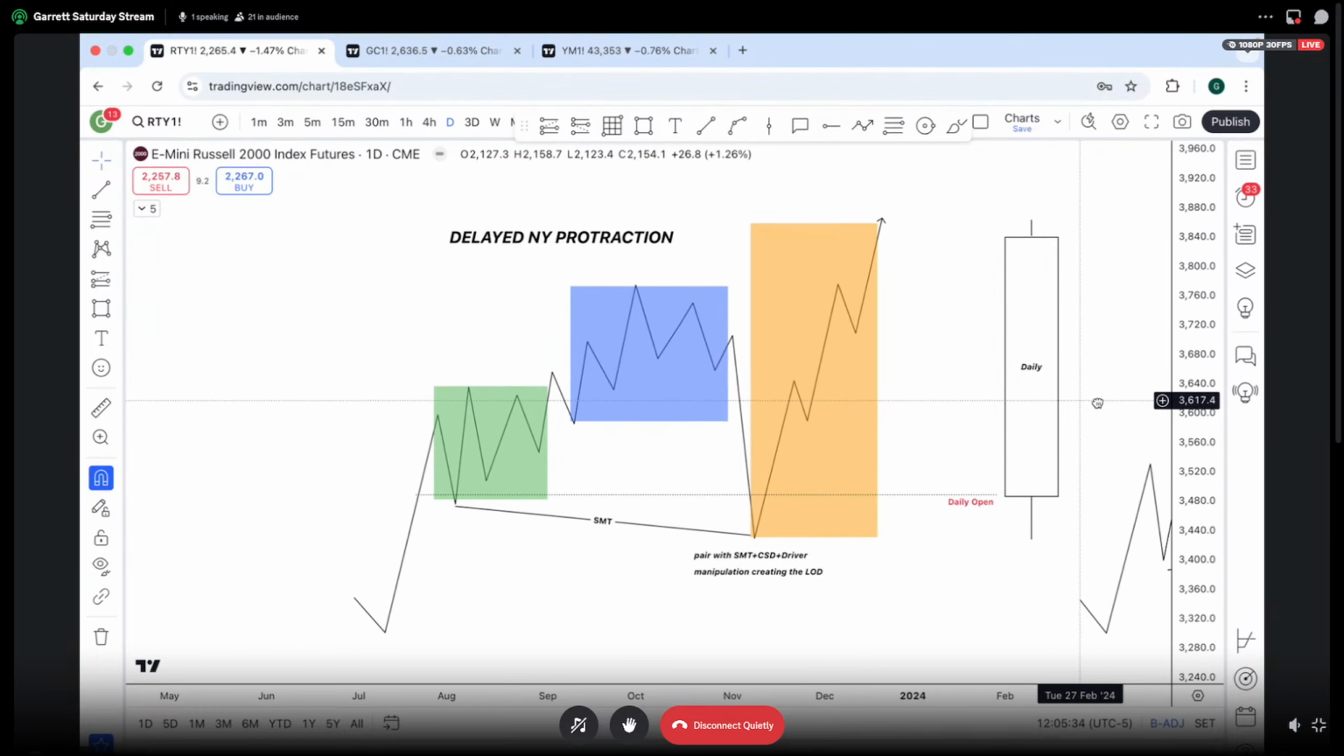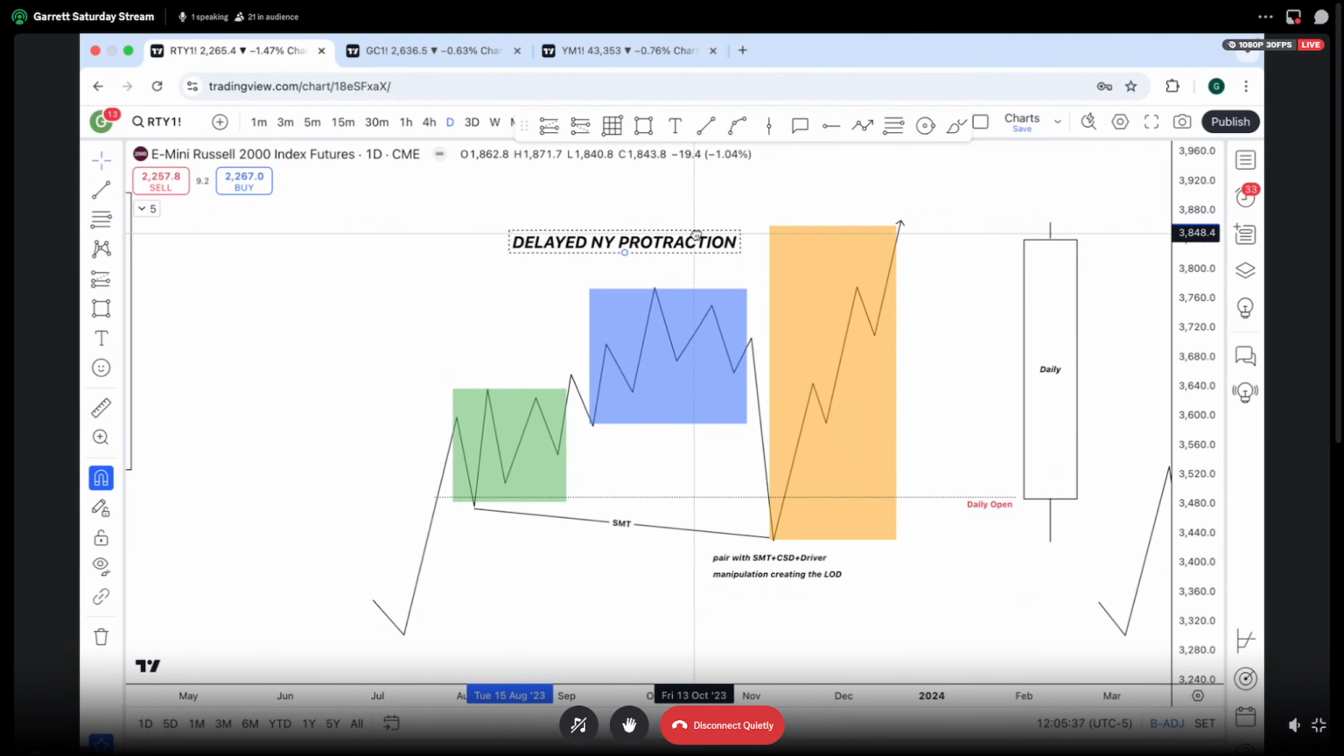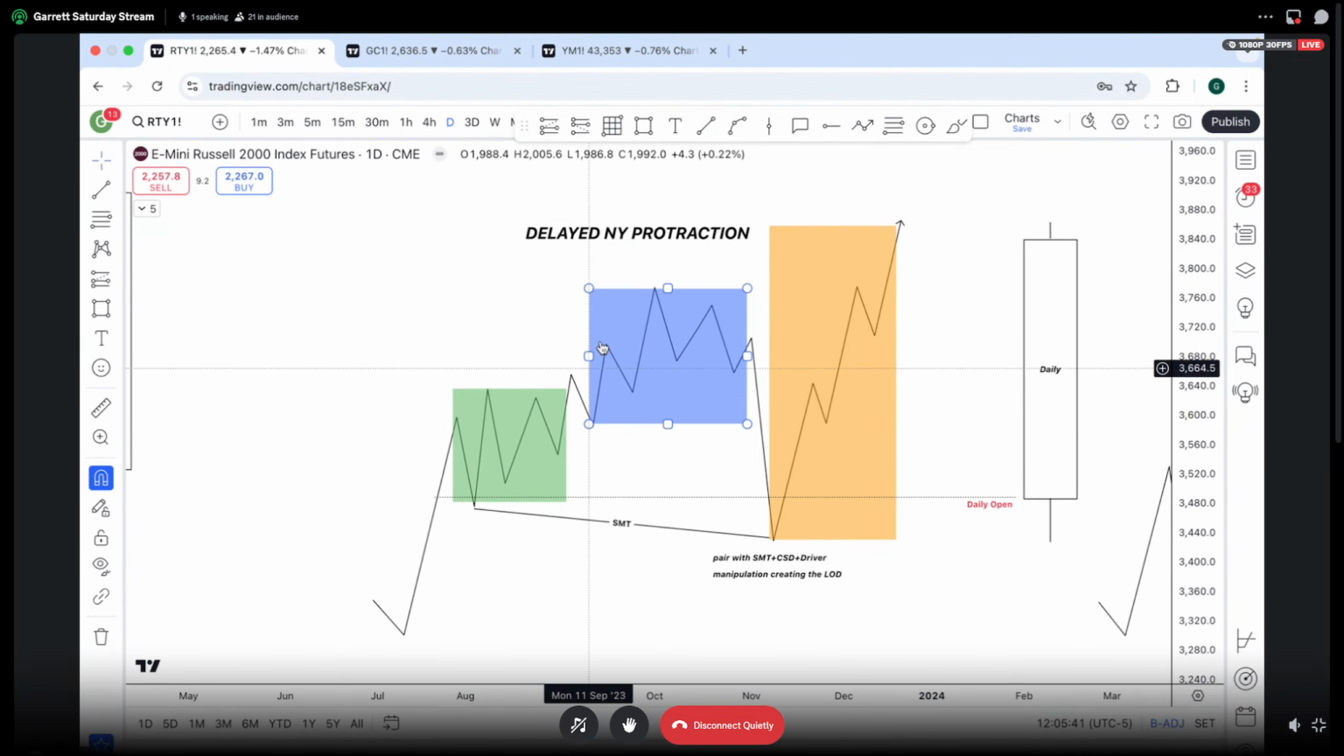This is one I learned from a fees. I don't know if you guys know him, but you should look him up. Very good trader. But this is something that you probably haven't seen, and it's called the delayed New York retraction. So let's say we have bullish daily bias, right?